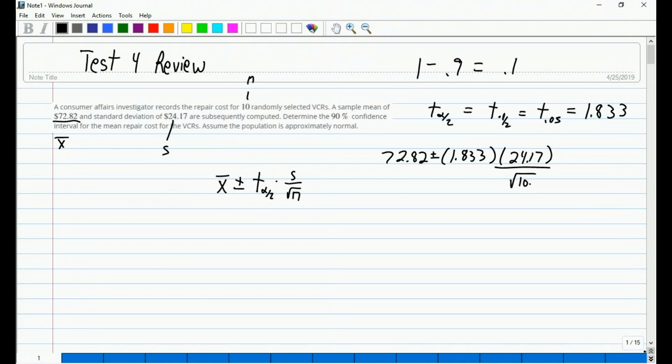Some of you may be thinking, how did you know it was a t-distribution and not a z-distribution? There's a couple of things. It gives us the standard deviation right here from the sample, and when it does that, it means it's a student t-distribution. Another thing that tipped me off was that the sample size was so small. Usually if it's less than 30, then it's going to be a t-distribution as well. The formulas are super similar. It's just the way that you find the critical value that's different.